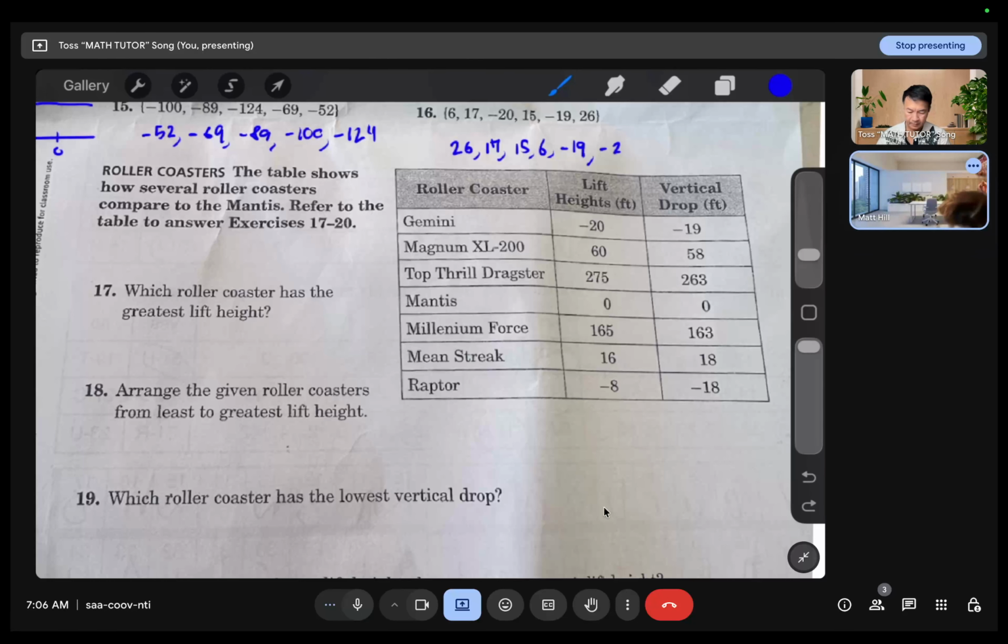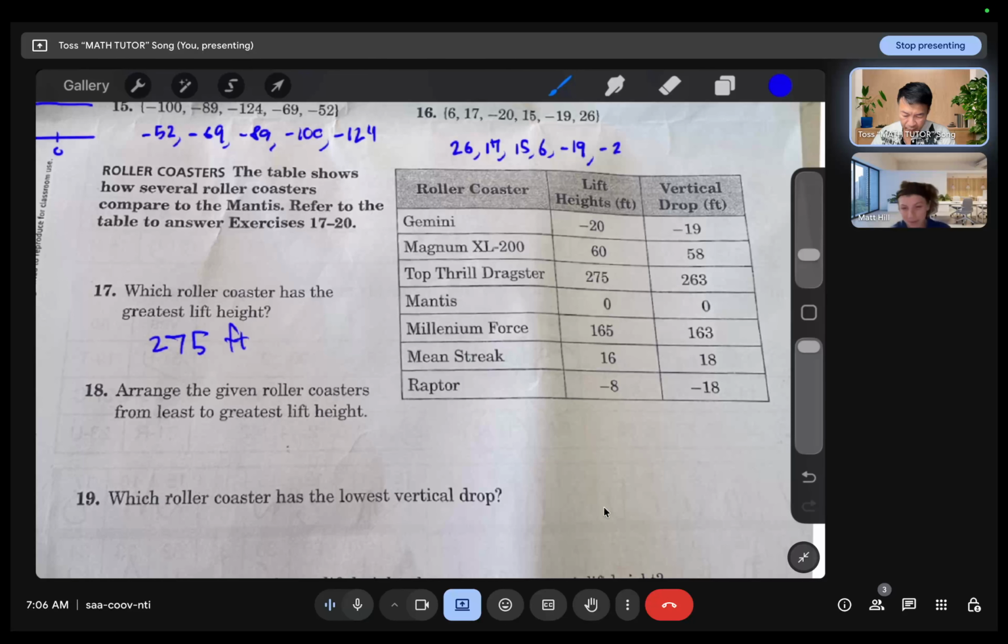So the greatest lift height is 275. 275 looks good. That's the answer. Let's write it down. 275 feet. 275 FT. We can do abbreviation. Good. Next one.